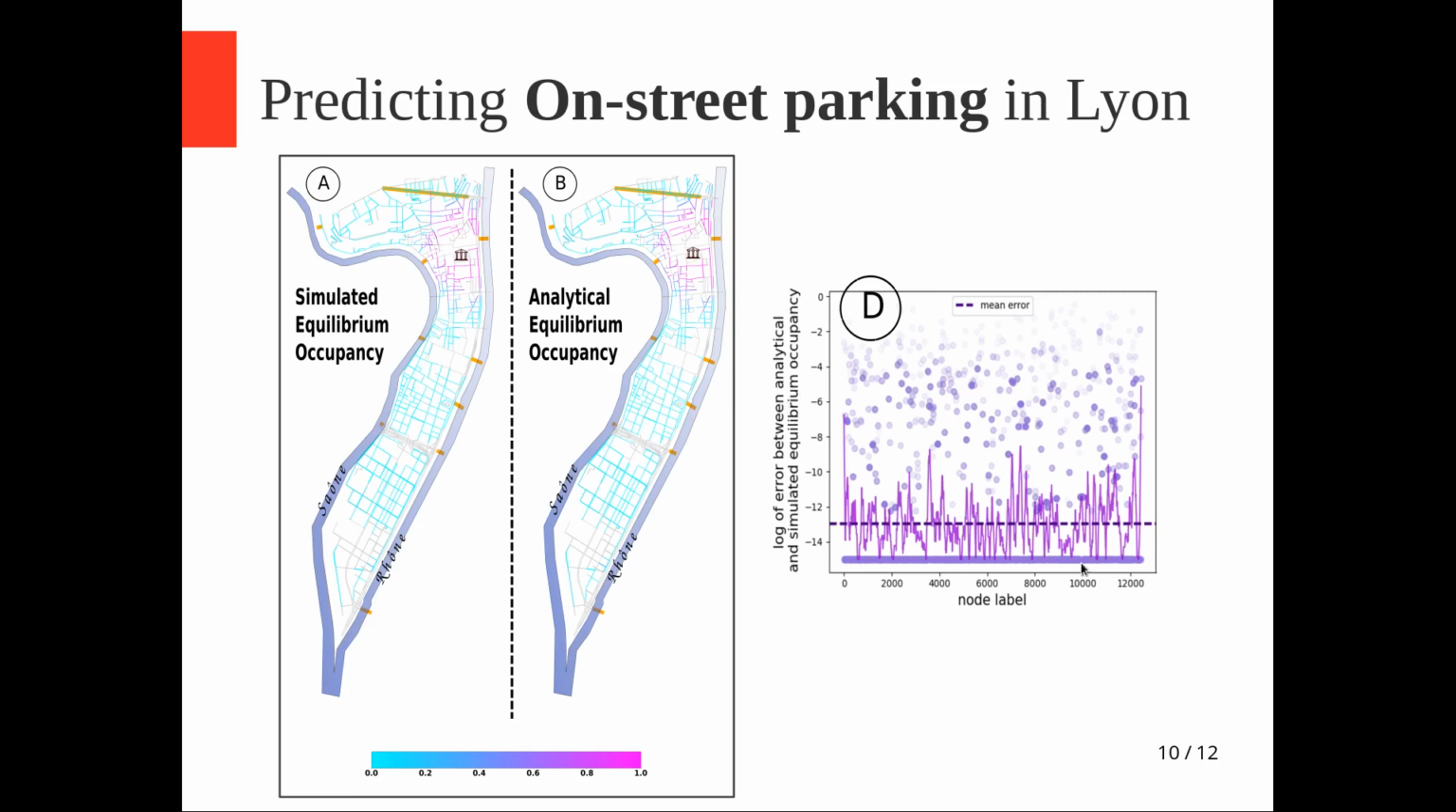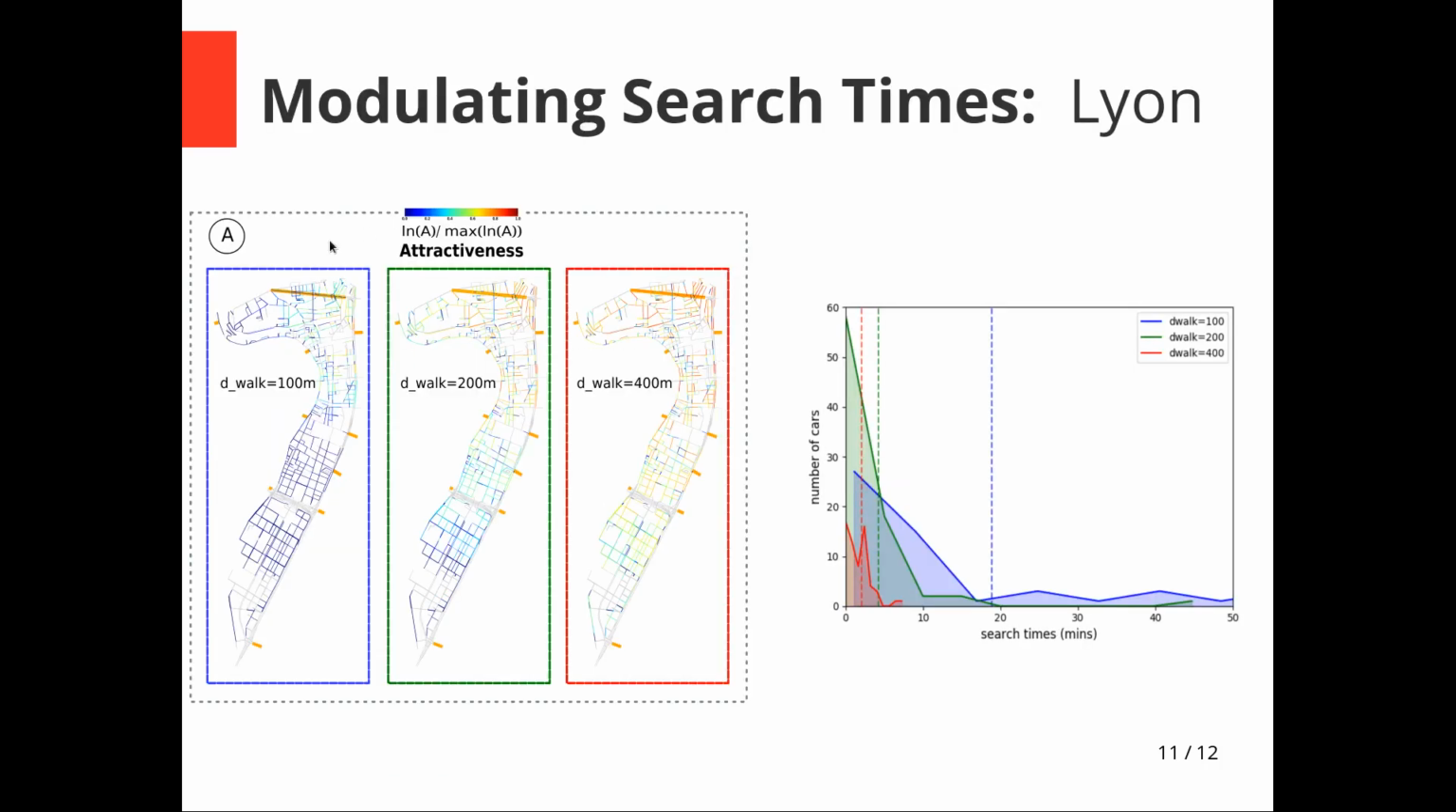And so, to our second question, can we use this notion to change where the cars are parking and then reduce the search time? And we see that it can. As we make the attractiveness less and less peaked, we compel the cars to park further and further from their destination, and we reduce the mean search time from 18 minutes to about 3 minutes.